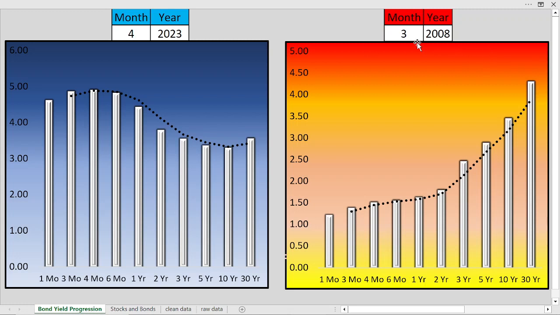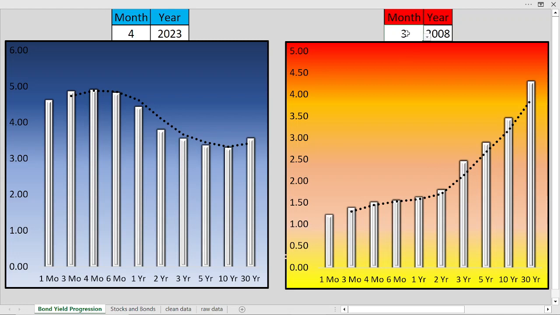Now, let's go back to 2008 because this was a very interesting period of time. We see here March 2008. This is the chart on the right-hand side, the red chart. March 2008, we see the highest yields on the 30-year bond. This tells us that maybe longer-term, higher interest rates are still very much in our distant future. 4.3% on the 30-year. The short-term bonds, for example the 6-month, only pays a 1.55.